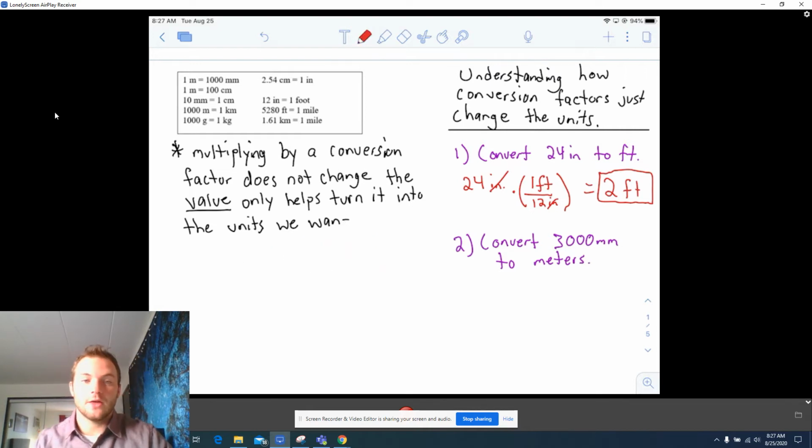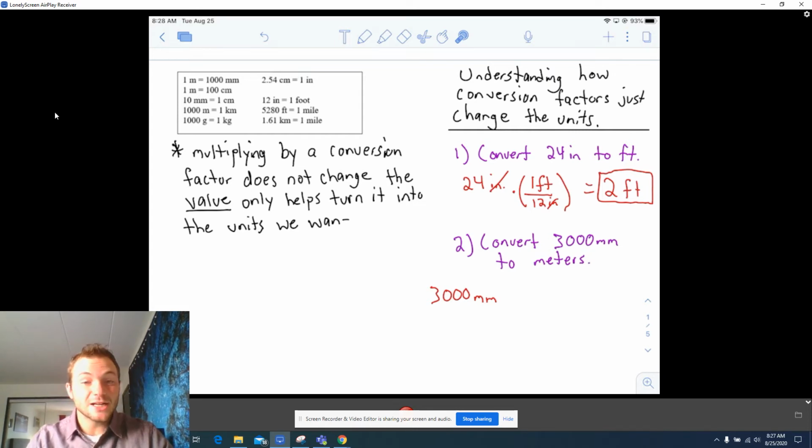All right, let's try another example. We're going to convert 3,000 millimeters into meters. So I'm going to start with my 3,000 millimeters. Now I'm asking myself, okay, I need to multiply it by a conversion factor. What conversion factor do I want to use from this chart? I'm thinking of something that could get me from millimeters to meters.